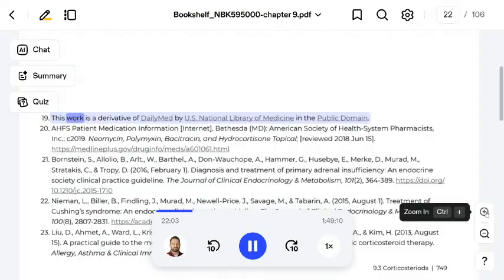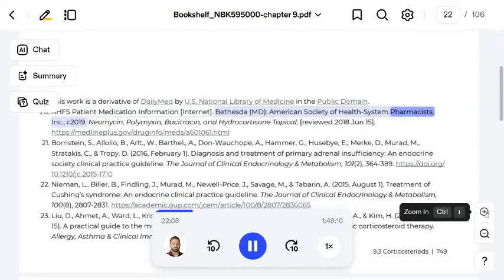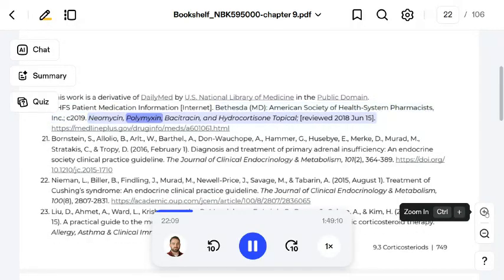19. This work is a derivative of DailyMed by U.S. National Library of Medicine in the public domain. 20. AHFS Patient Medication Information. Bethesda: American Society of Health-System Pharmacists, Inc. Neomycin, polymyxin, bacitracin, and hydrocortisone topical.